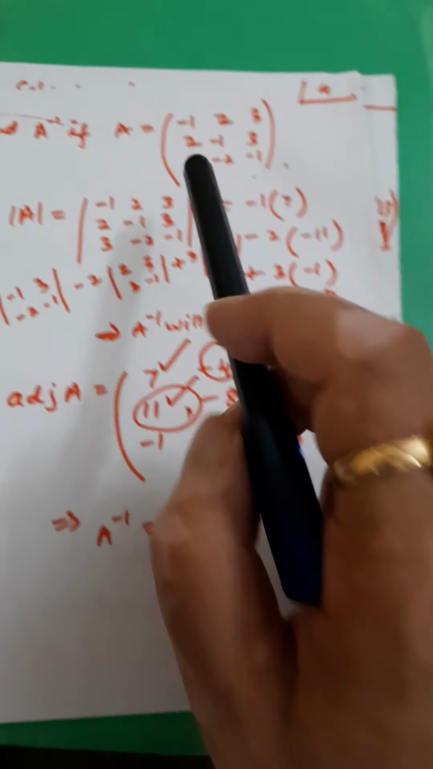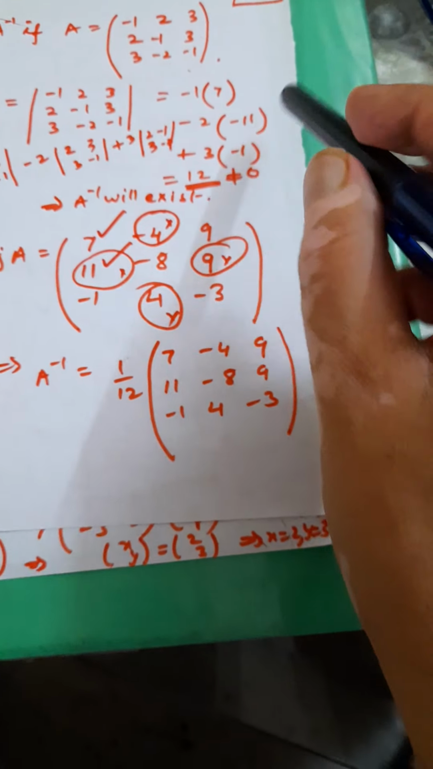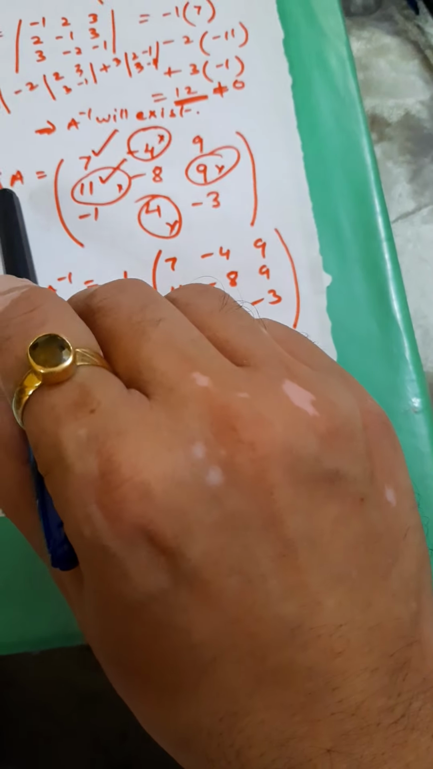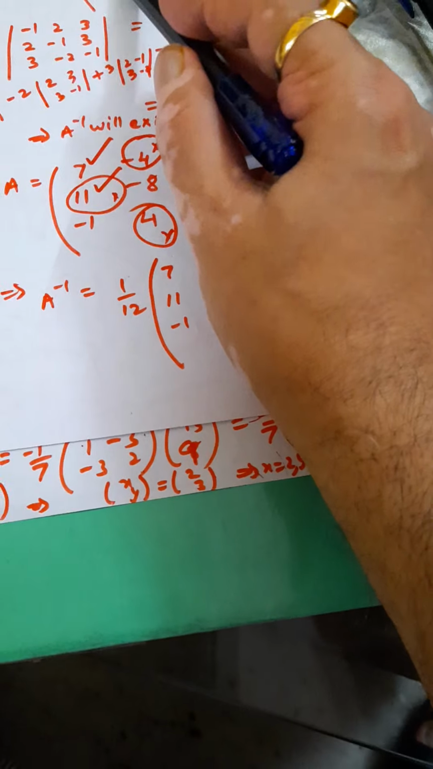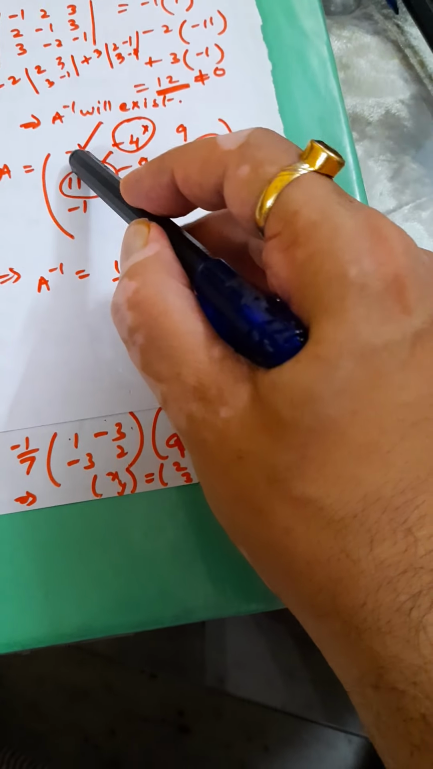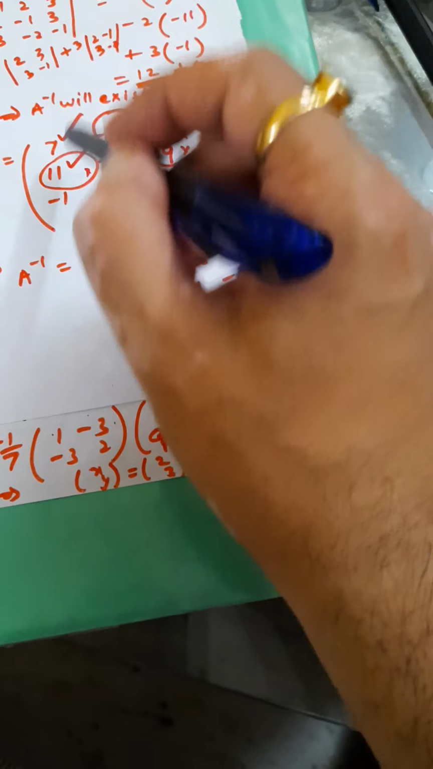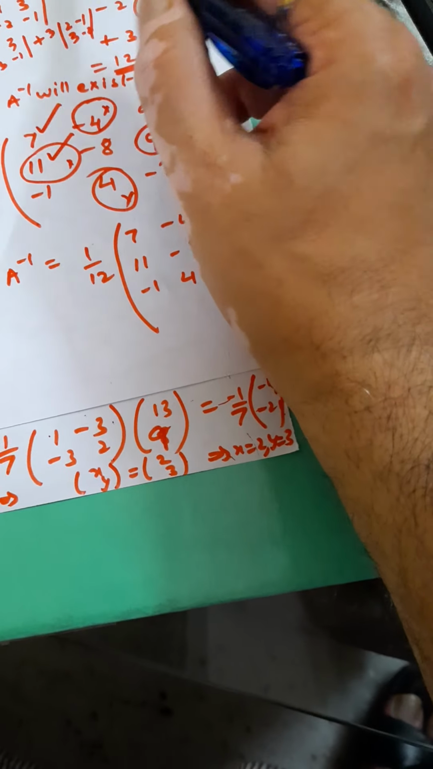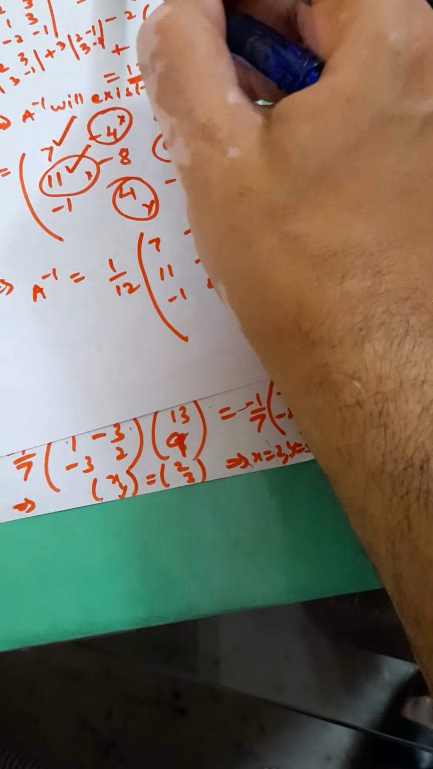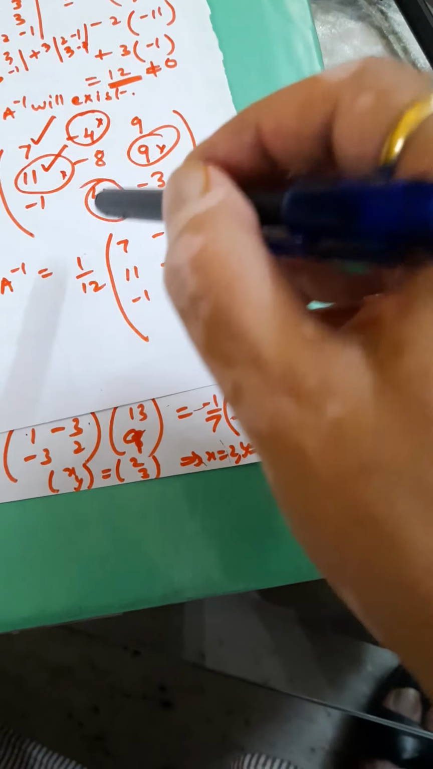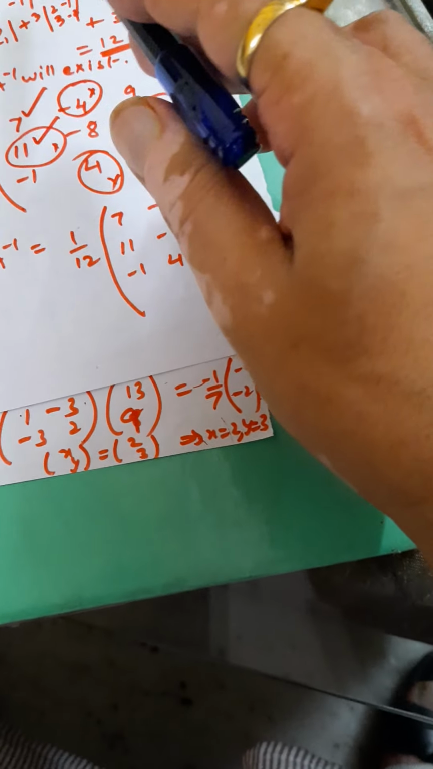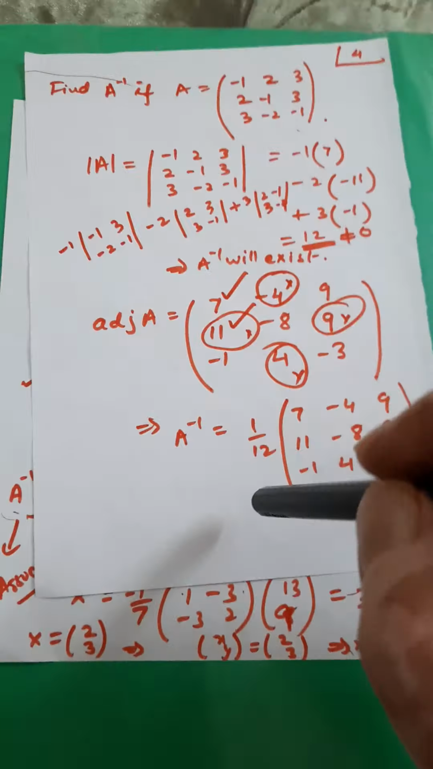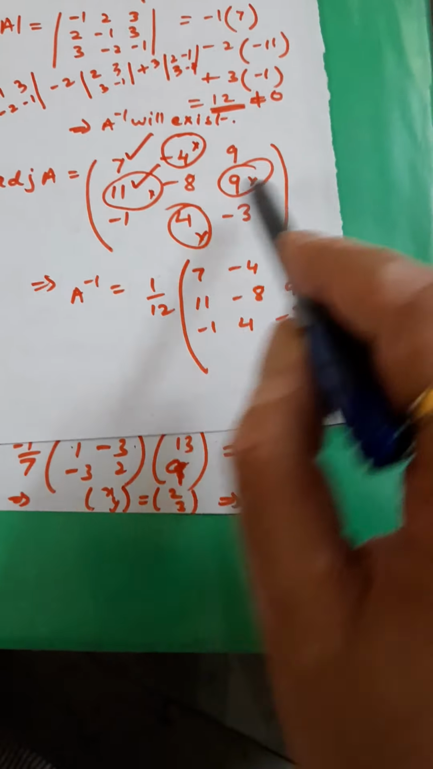Now find A inverse for this matrix A. You found determinant of A, it's 12, which is not equal to 0, so A inverse will exist. Now what is adjoint A? A11 is minus 1 plus 6, 7. What's A12? The cofactor is minus 2 minus 9, minus 11. What's A13? Minus 1. What's A21? Minus 4. What's A22? It's minus 8. What's A23? This is 4. What's A31? 9. What's A32? 9. And what's A33? It's minus 3. So A inverse is 1 by 12 of this adjoint.